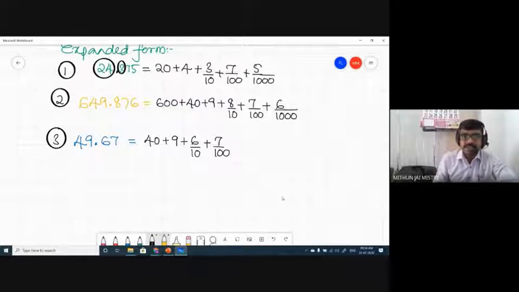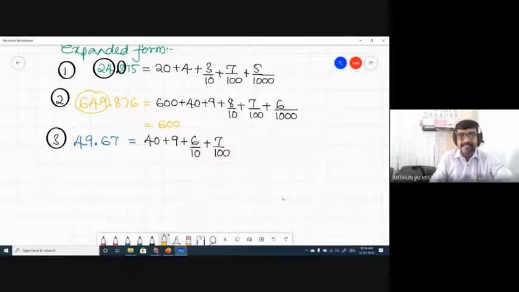I will take the same question of Payal. First of all, Payal said that it is 600, so I'm writing again 600. You can see 649 can be written as 600 plus 40 plus 9.